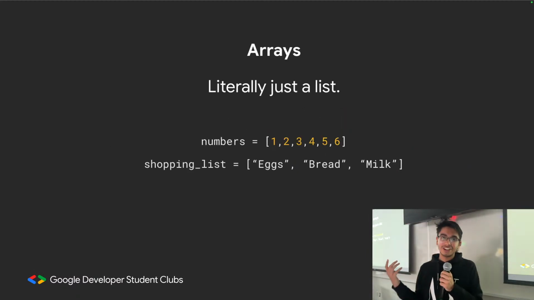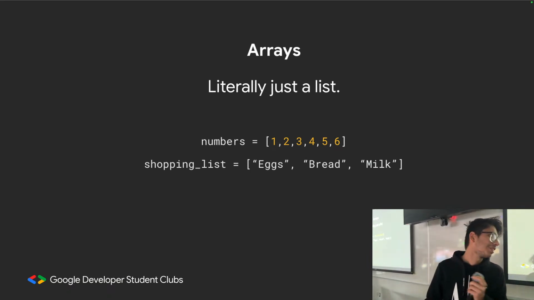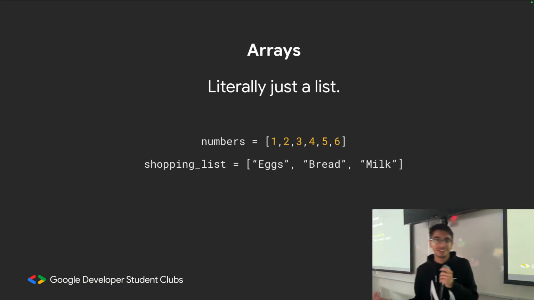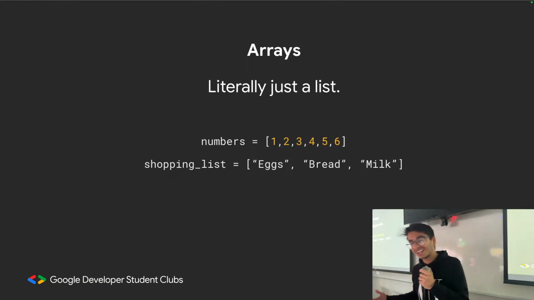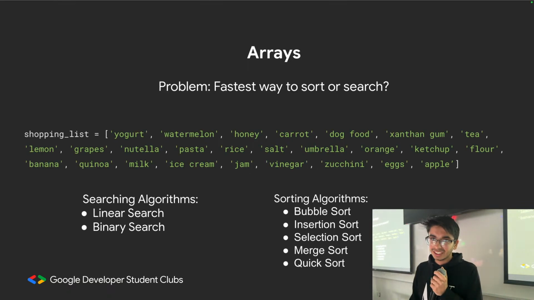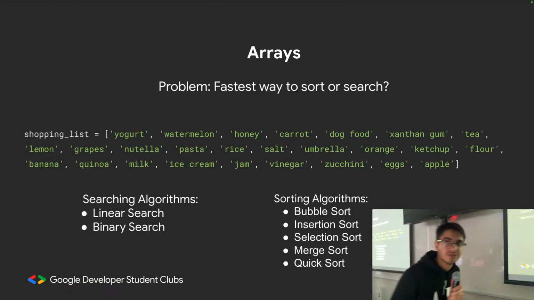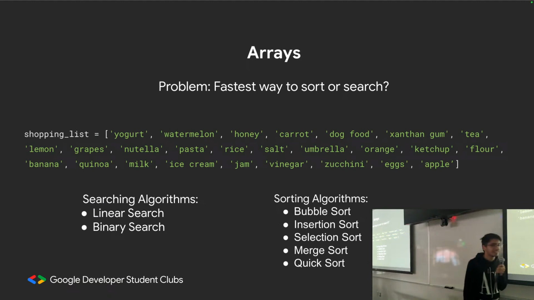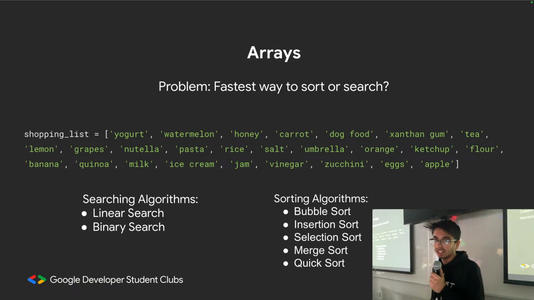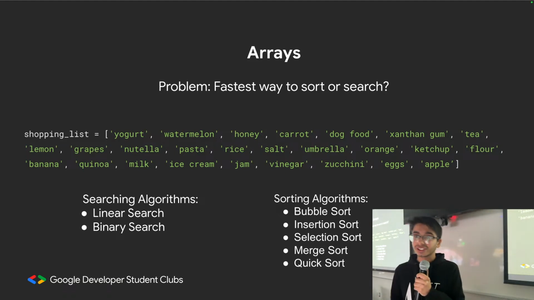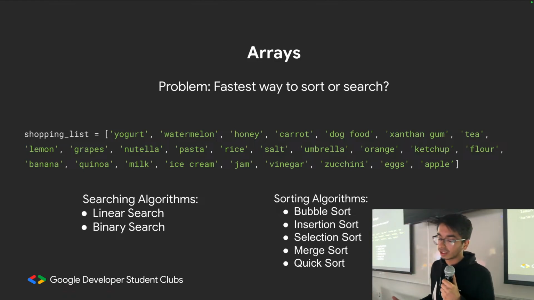So arrays, again, are just a list. I'm just going to finish this slide in 2 minutes. Arrays are just a list, 1, 2, 3, 4, 5, 6, or the shopping list that your mom would give you. But the question is, what's the fastest way to sort or search this list? Well, you've got searching algorithms such as linear search or binary search. And you've got sorting algorithms such as bubble sort, insertion sort, selection sort, merge sort, quick sort. And they all work differently.